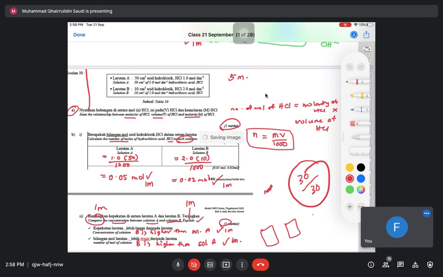Yes. Ni jawapan dia. This one or this one? Yes, formula sahaja. Relationship is the formula lah. Another question?